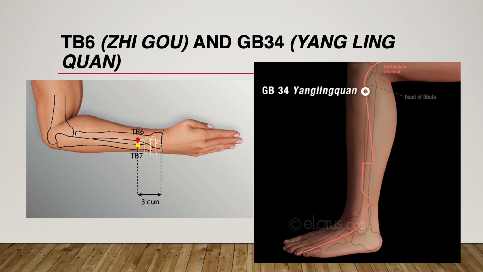Triple burner 6 and gallbladder 34. This pair combines a river point with a sea point, both on Shao-yang channels. Both points can strongly move the qi. Together, the pair is used in the clinic to strongly dredge and drain the Shao-yang.